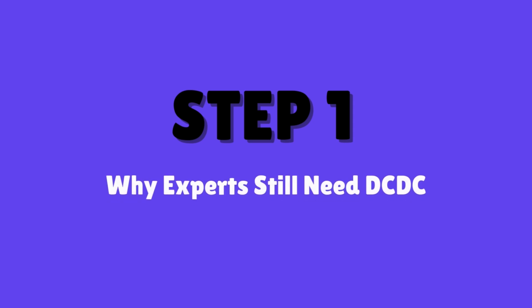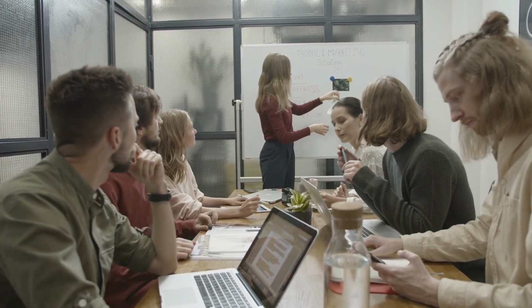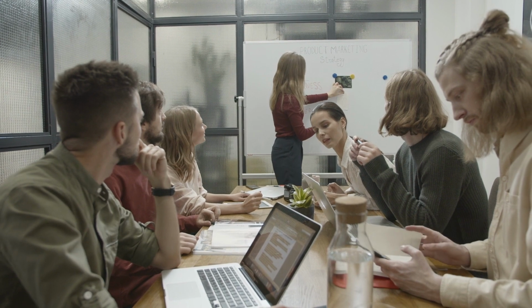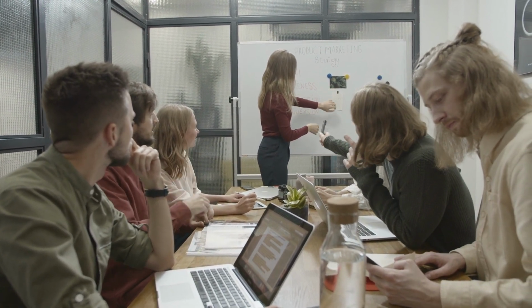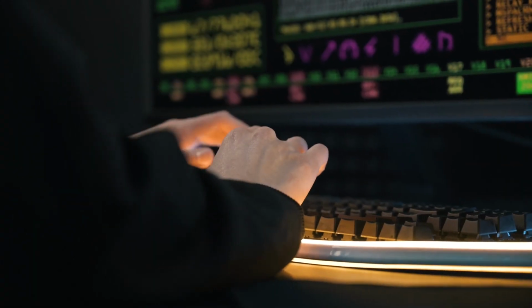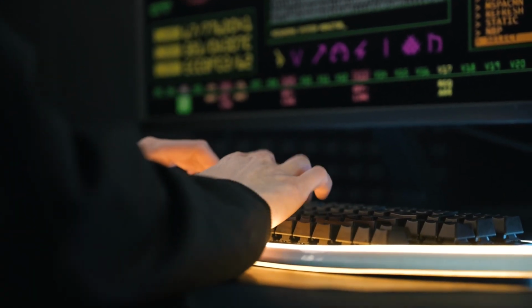Step 1: Why experts still need DCDC. At the expert level, certification isn't about learning new concepts, it's about validation. The DCDC certification tells clients, employers, and project leads that your hands-on experience is backed by formal standards. It bridges that final gap between technical credibility and industry recognition. Even seasoned engineers hit knowledge gaps during the exam, and this guide is here to bulletproof you against those blind spots.